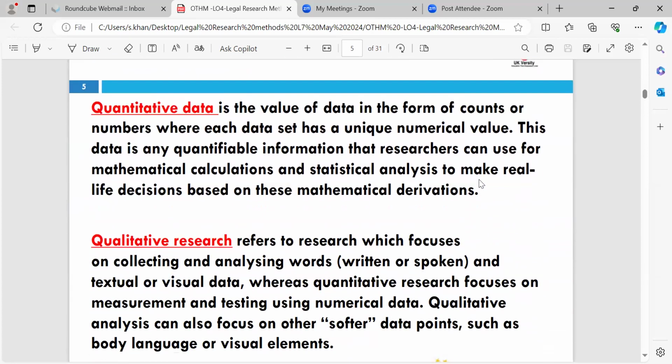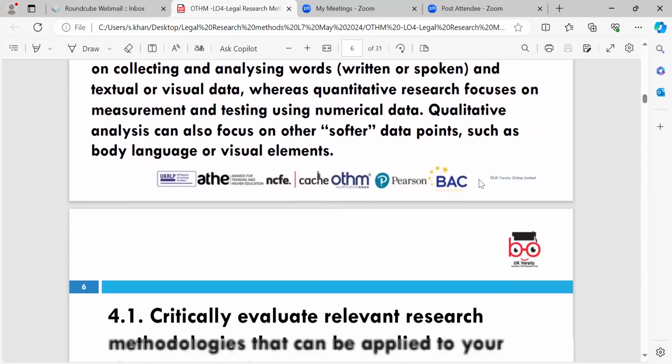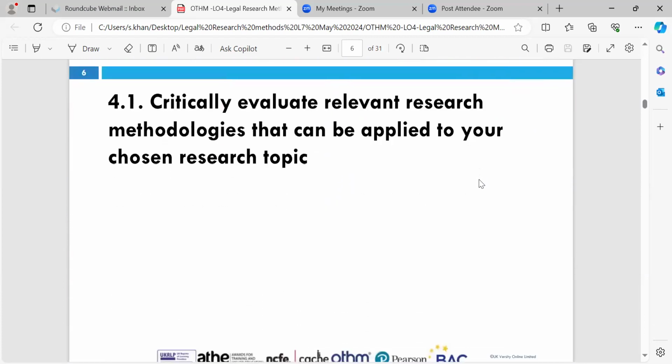So still going on to key terminology, what is each one? Quantitative data is the value of data in the form of counts or numbers, where each data set has a unique numerical value. We'll go through this in more detail throughout the presentation. And then qualitative data refers to research which focuses on collecting and analysing data. It could either be written or spoken, textual or visual, whereas quantitative research focuses on measurement and testing using numerical data.